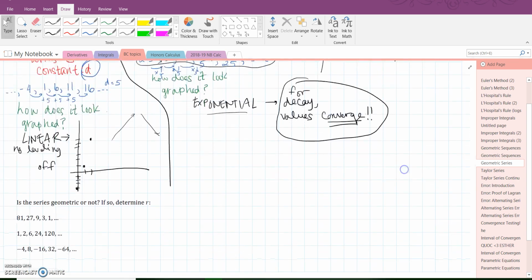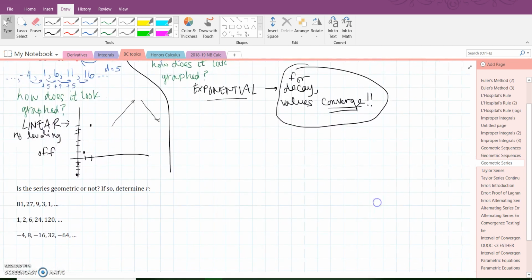So let's take a look at this list right here. And what I want you to do is just write these down and decide, are they geometric or not? And if they are geometric, what is r? So just pause, take a moment and do that.